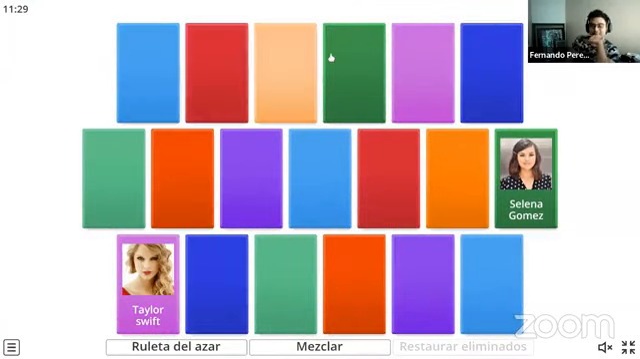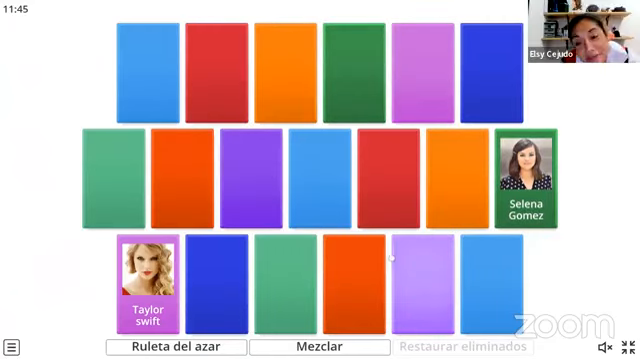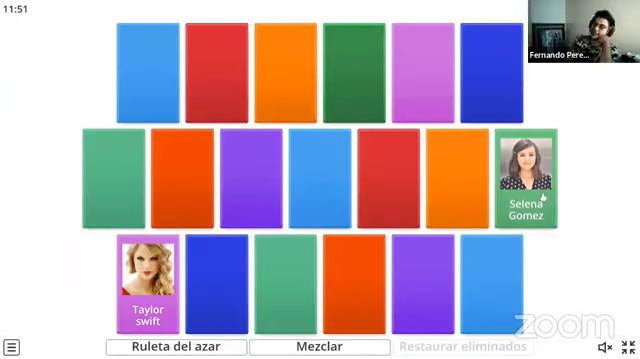Good job, guys. I think your guess, Elsie, was super premeditated on the previous one because you were not sure about the hair on the previous one. For me, Selena Gomez has brown hair. Yes, of course.